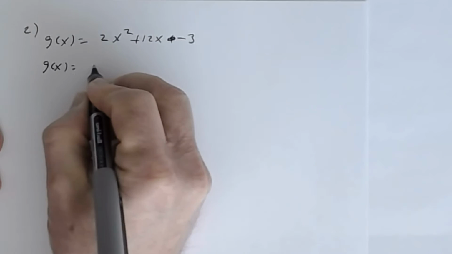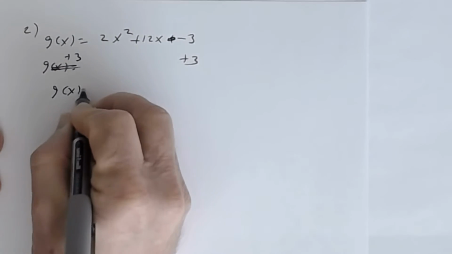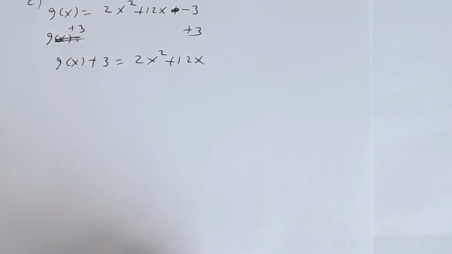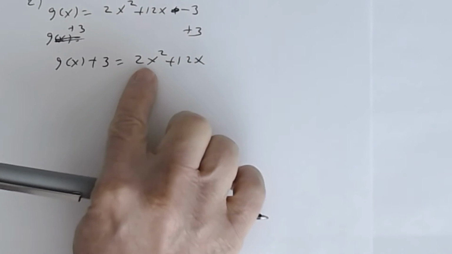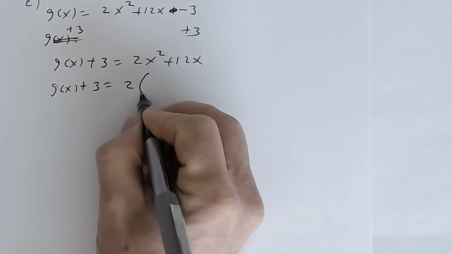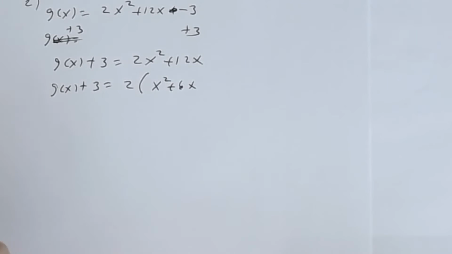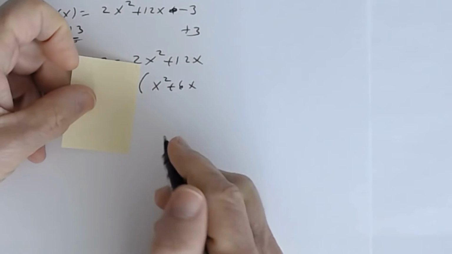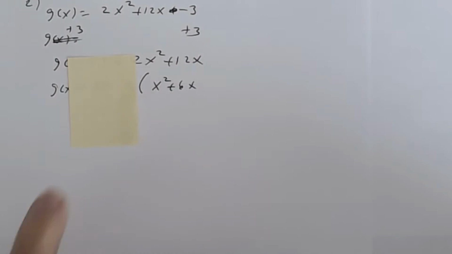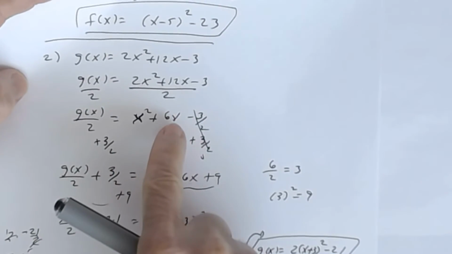So g of x equal, oops, sorry, I'm going to add 3 to both sides just like this. So I have g of x plus 3 equals 2x squared plus 12x, okay? Now I'm going to factor out a 2 from here. So I'm going to get g of x plus 3 equals 2 times x squared plus 6x. All right? Now be careful. So cover up that 2 so you don't get confused. So now we're going to complete the square on the x's the same way. See, that's just x squared plus 6x, right? The same way you did this one, x squared plus 6x. All right?